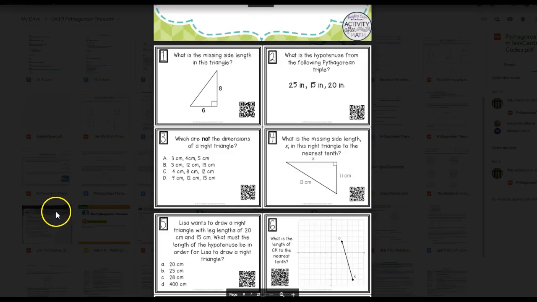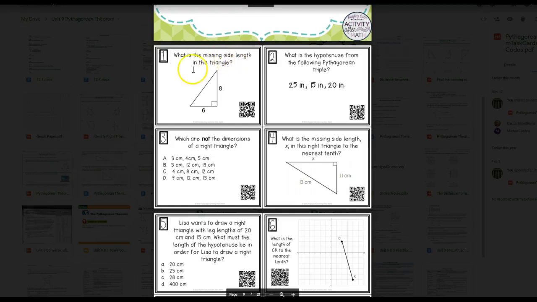Hi guys, this is the 20 question Pythagorean theorem task cards video. I want you to put your answers in this way to check for accuracy. You're also going to put in the answers to the scavenger hunt, and I believe there's 10 questions on that. Here we go. I'm just going to help you out on each one, and then you put in your answers.